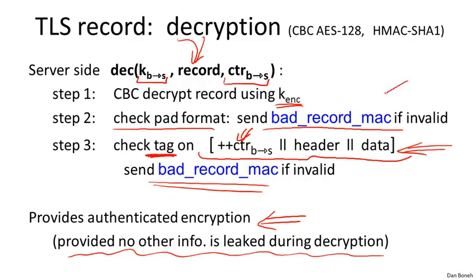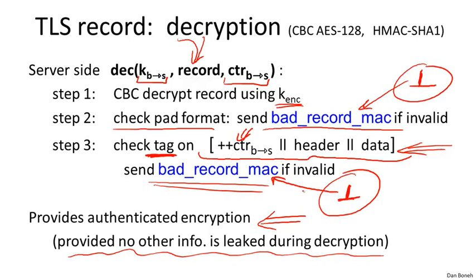I should say that this bad record MAC alert basically corresponds to the decryption algorithm outputting this reject symbol, the bottom symbol, meaning that the ciphertext is invalid. And as long as there's no way to differentiate between why the ciphertext was rejected, in other words, the decryptor only exposes the fact that a rejection took place, but it doesn't say why, this is in fact an authenticated encryption system. However, if you differentiate and expose why the ciphertext was rejected, whether it was because of a bad pad or because of a bad MAC, then it turns out there's a very cute attack, which we're going to see in the next segment.